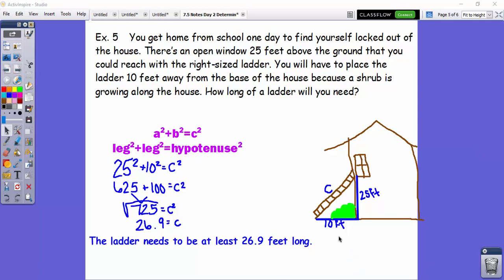Okay, you can see here that our legs were 25 and 10, and so when you use that to find the hypotenuse, it's 26.9, so the ladder needs to be at least 26.9 feet long.